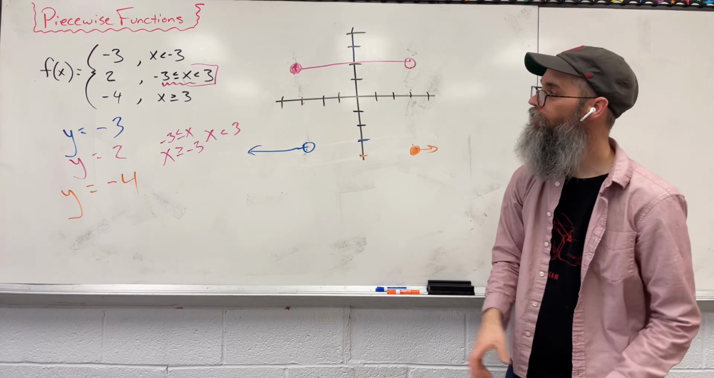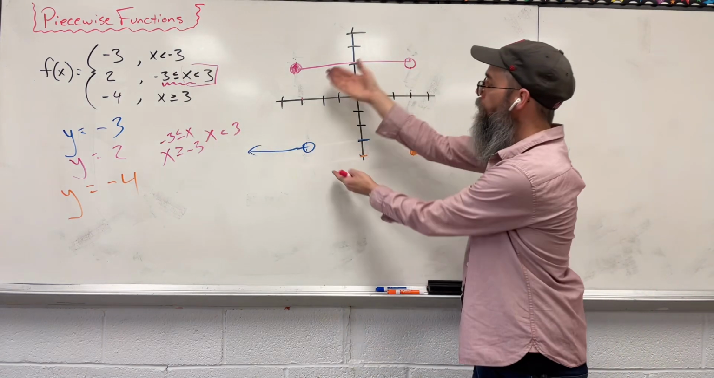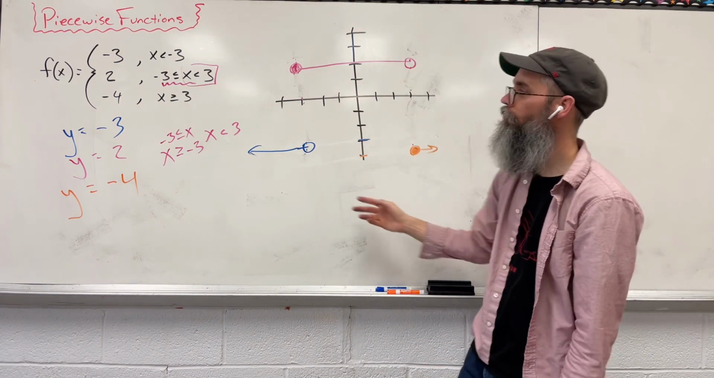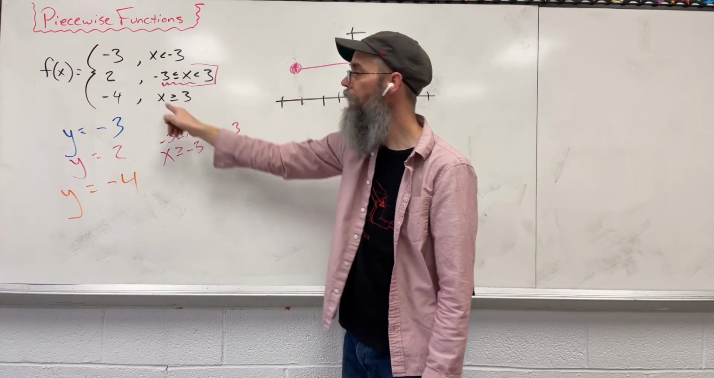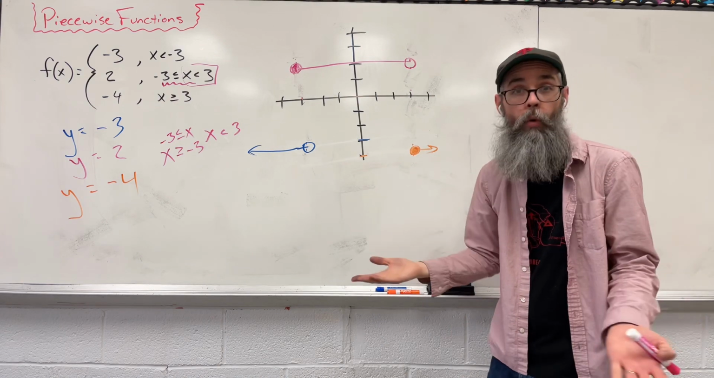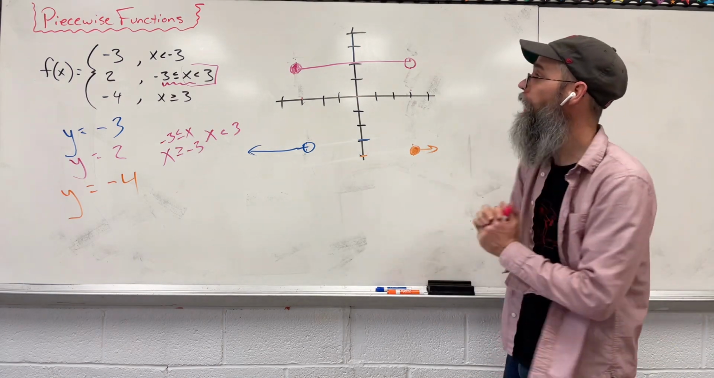A piecewise function is just taking 3 lines, putting them up there, and finding our constraints using these inequalities back here, or our walls essentially. This is graphing a piecewise function.